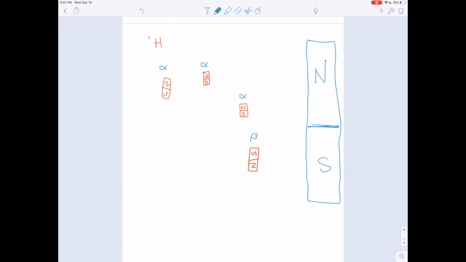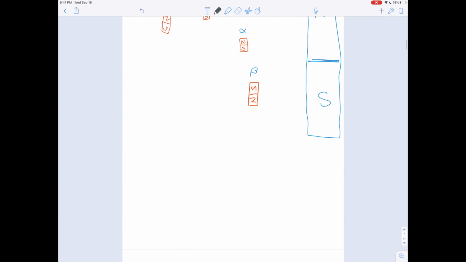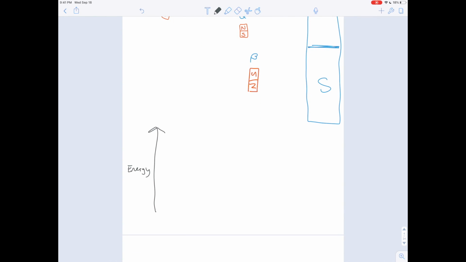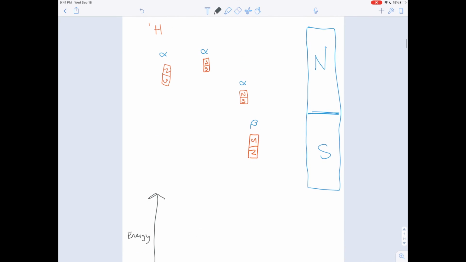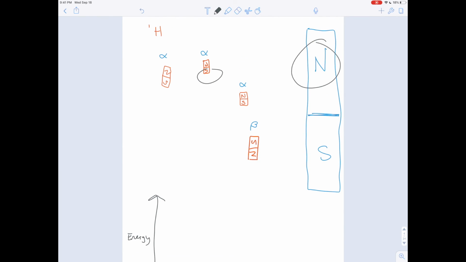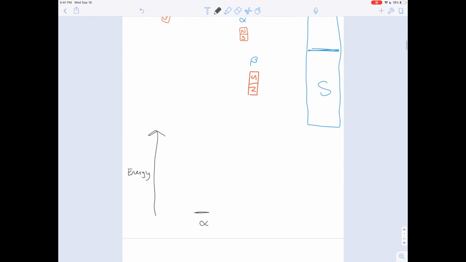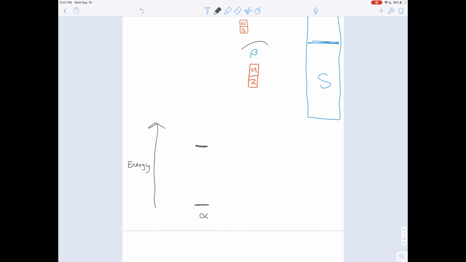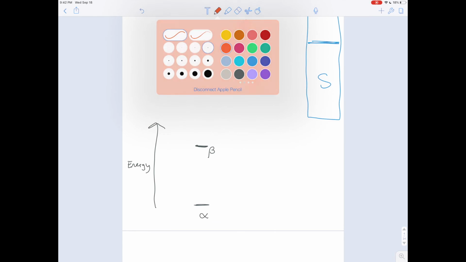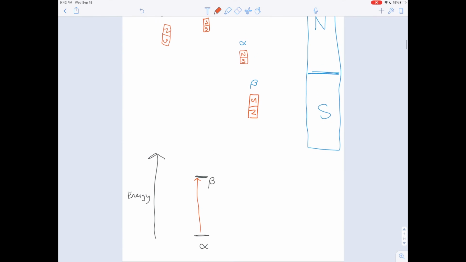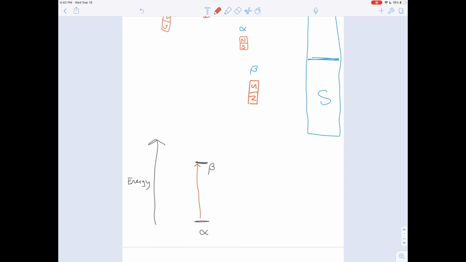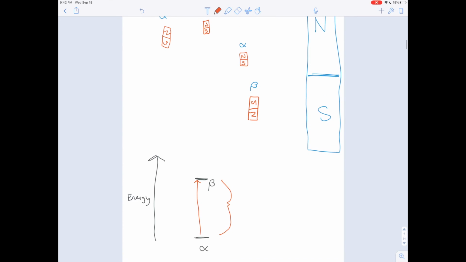So now we have two states, and we can graph this as a function of energy. Imagine you have the energy increasing. The most stable way for the nuclei to exist is in the alpha way. They're in line with the magnetic field. South side lines up with north side. Everything is good. At a higher energy, it flips to the beta. So there's an energy difference between the alpha state and the beta state. And this energy difference is the energy that can be absorbed by radio waves.